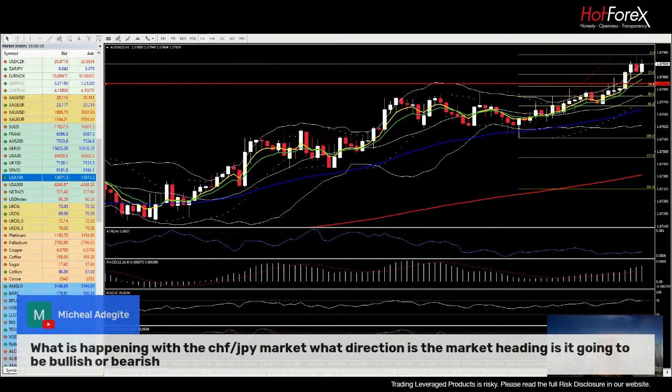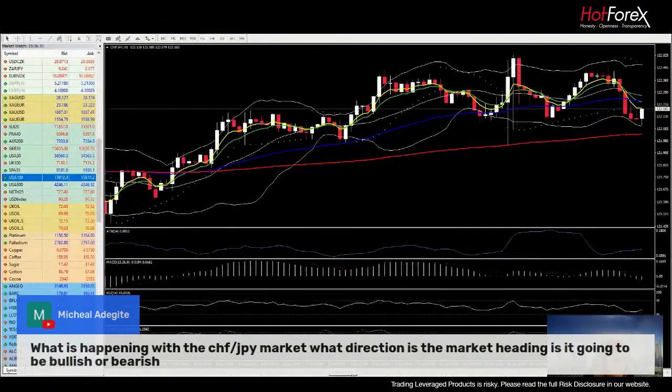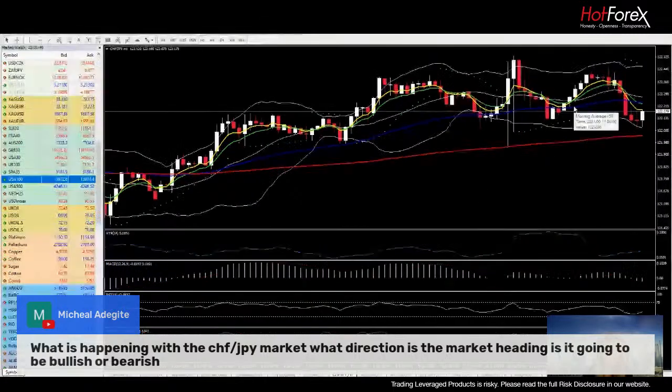So, what is happening with Swiss yen? What direction is the market hinting? Is it going to be bullish or bearish? I assume you're asking just about Swiss yen. Swiss yen was actually the biggest gainer in the morning when I initially started, in the European open. We had a rebound, but eventually it drifted lower.